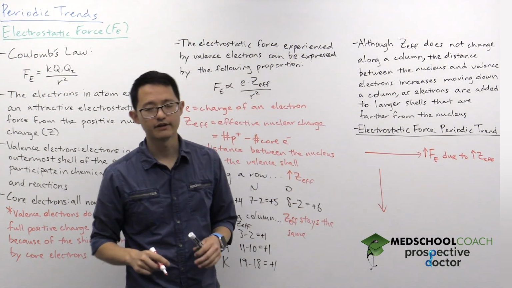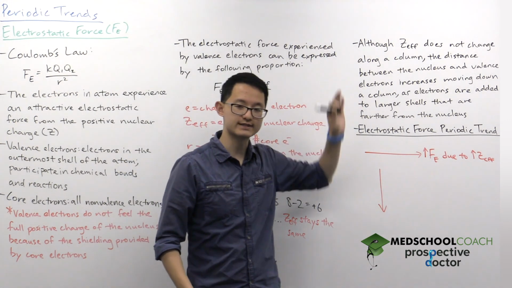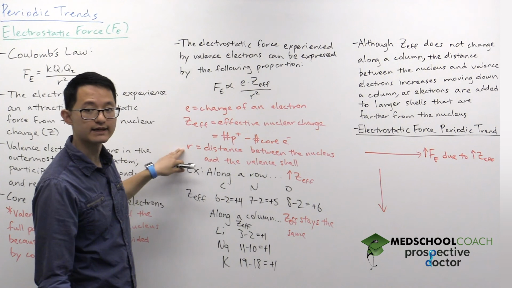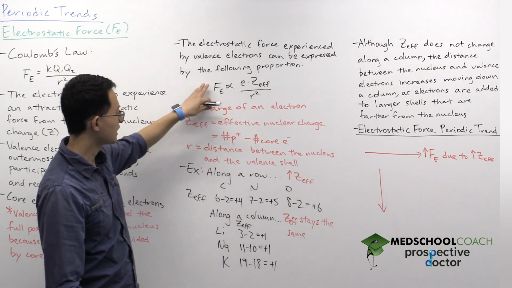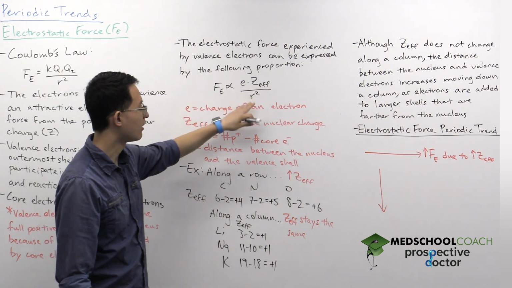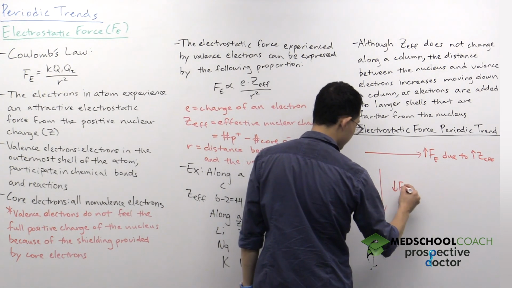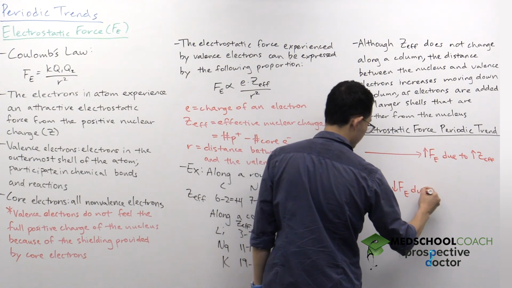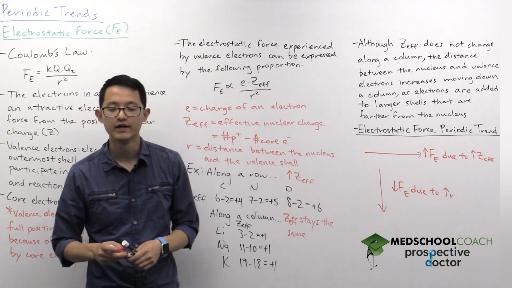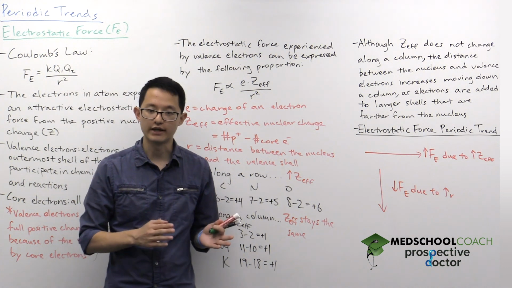Along a column, we know that the effective nuclear charge doesn't change. But as we just mentioned, the distance between the nucleus and the valence shell increases. So that means that R is increasing. And since the electrostatic force is inversely proportional to R, an increase in R means a decrease in the electrostatic force. So going down a column, we have a decrease in electrostatic force due to an increase in the radius. So overall, we can say that the electrostatic force increases as you go up and to the right of the periodic table.